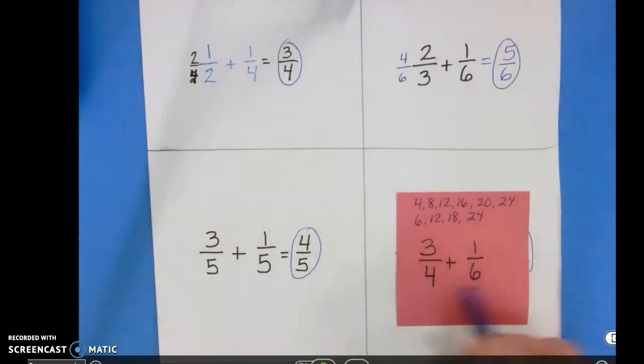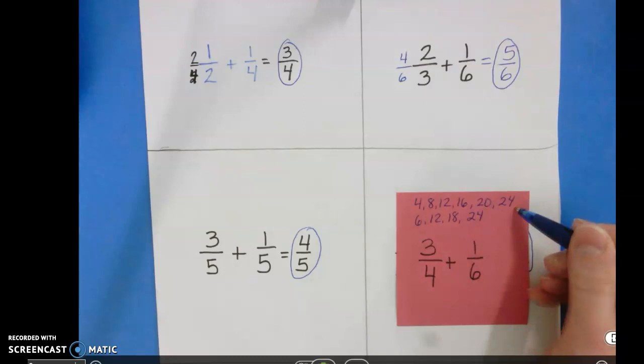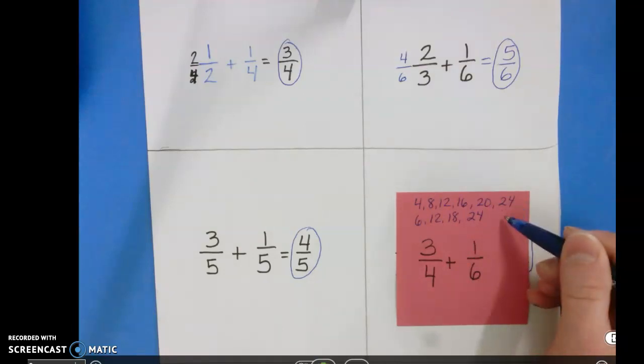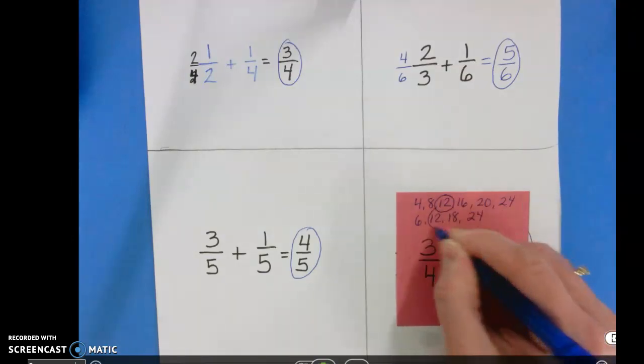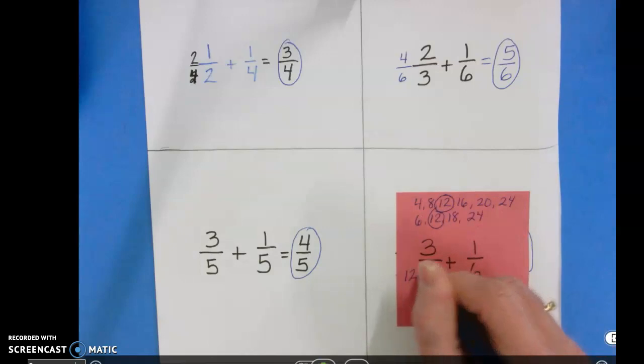I want to find a common denominator. And if I find that common denominator, I want to try to find the smallest one that both 4 and 6 have in their list of multiples. Have you spotted it? Good. I see the smallest one is 12, so that's the one I want to use.